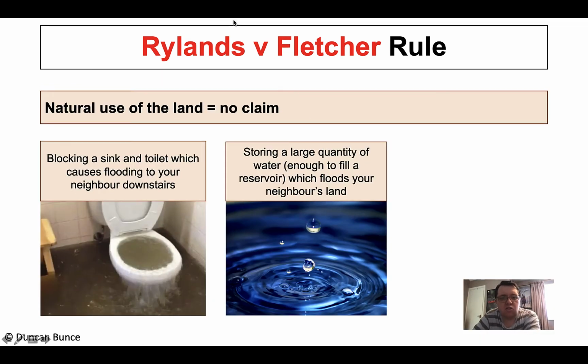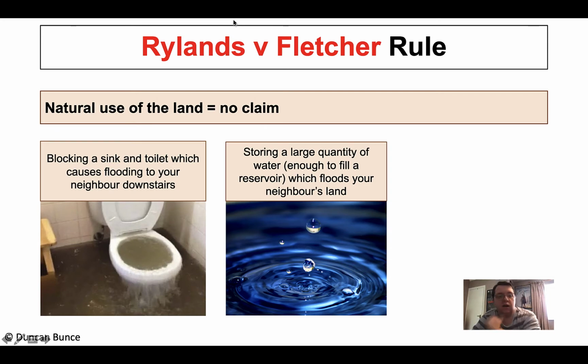So I just wanted to highlight here some of the case judgments and scenarios that the courts have had to face, and whether or not you think this is a natural use of the land or not. And of course, if it is a natural use of the land, there is no claim. So what I'm going to do is go through each one. If you want to either pause the video after each one or just run along with me, we'll see if you are right in your thinking.